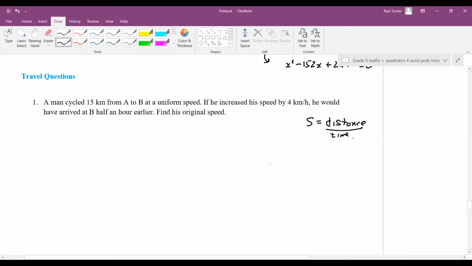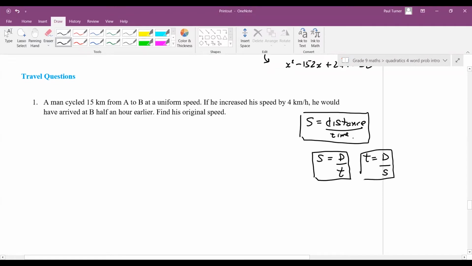Okay, but you may not use the equation in that form. So generally, we can rearrange this, can't we? Speed is distance on time, but you could change that to time is distance on speed. And there could be others, but they're the two main ones that you would be interested in using. So speed is distance on time, and time is distance divided by speed.